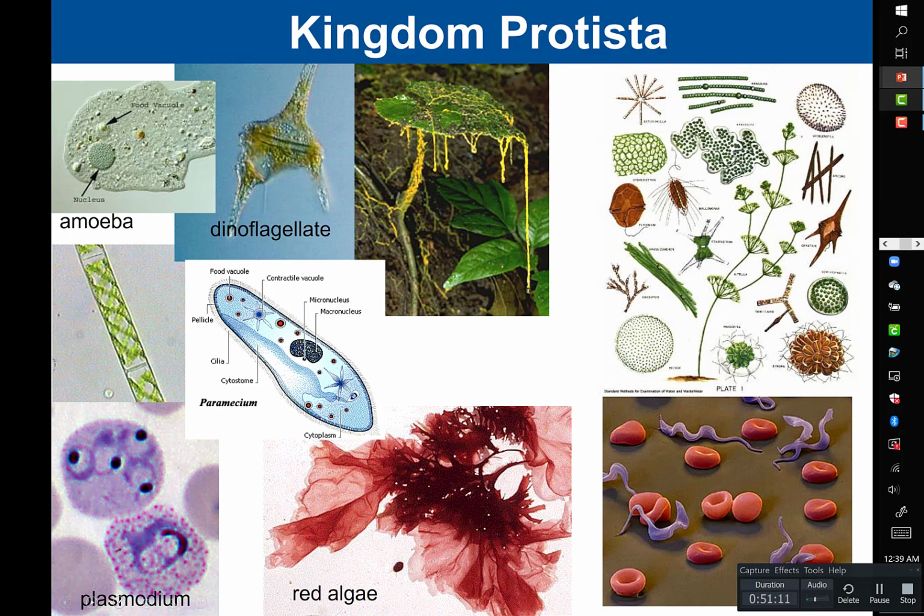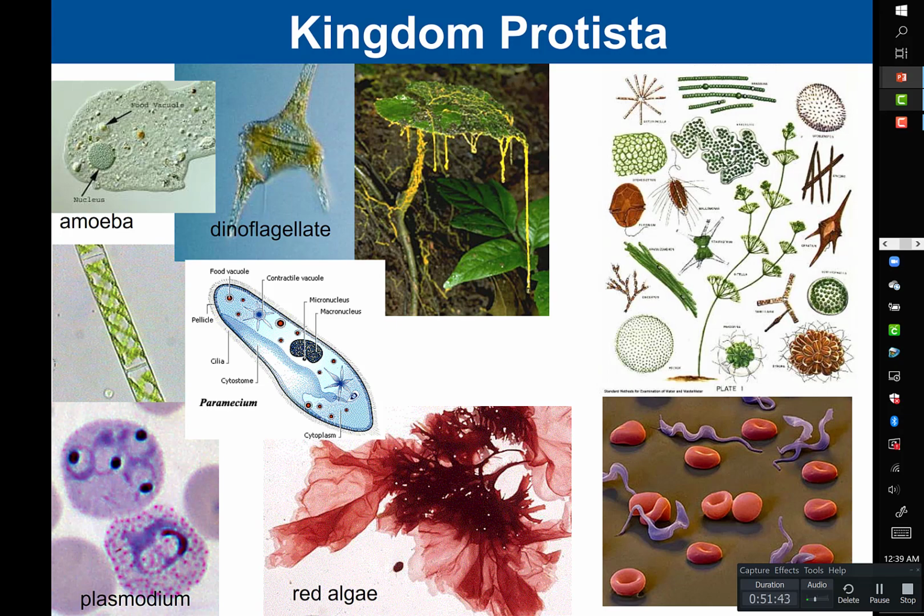Again, remember that this has now been separated into multiple kingdoms, but for the sake of this class, we'll keep it simple. We'll just put them all in Kingdom Protista for now. We have amoeba. Amoeba are single-celled protists. We have dinoflagellates. We have a paramecium here. We have plasmodium. So this one down here, you see these little ring structures. That is an organism called Plasmodium.